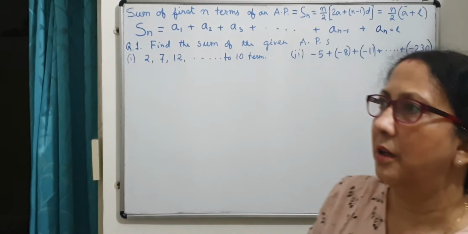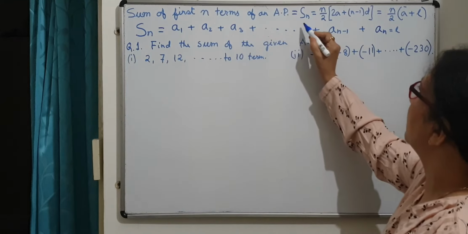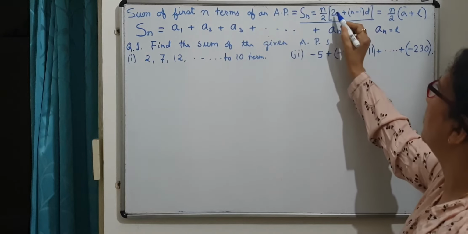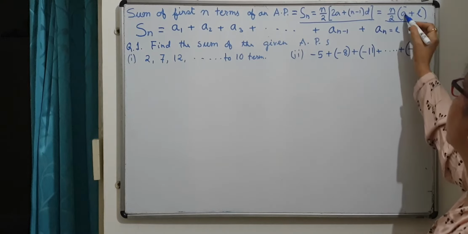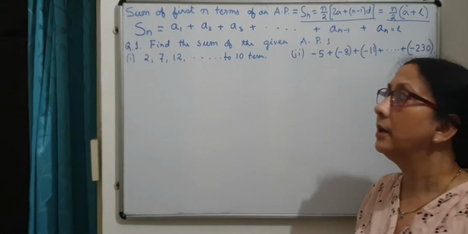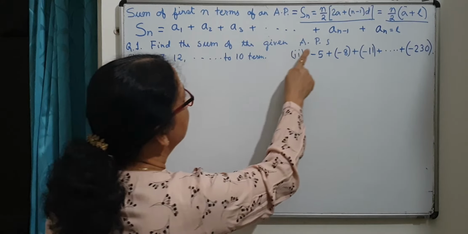So I'll be showing some application of these formulas. The first form is this one where I know the first term and the common difference, and the other form when I know the first term and the last term. So here is the question: find the sum of the given APs.